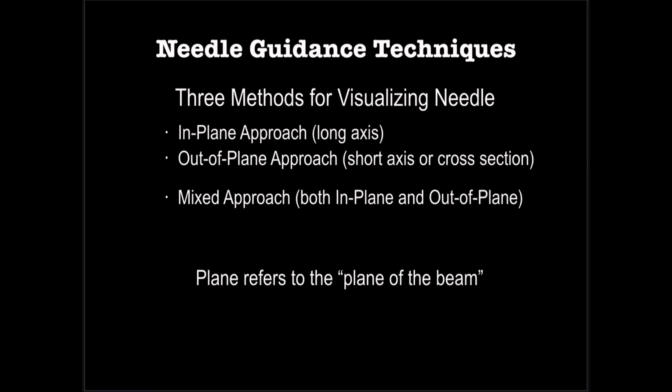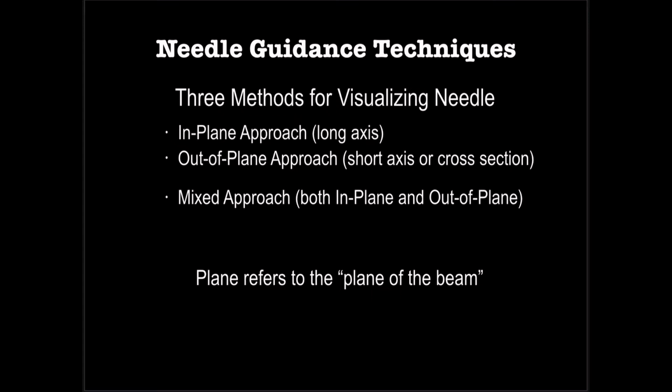Now, we're going to talk about visualizing a needle. If you're visualizing a needle, there's many ways you can do this. We're really going to talk about 2 ways. One where we look at the needle in long axis, or it's like a line. And another way, which is cross-section or out of plane or short axis. It's got a lot of names. But just think of it as cross-section. We look at the needle in cross-section. A needle in cross-section would just look like a dot.